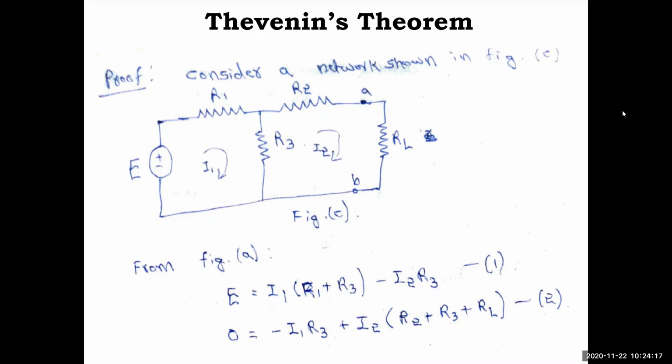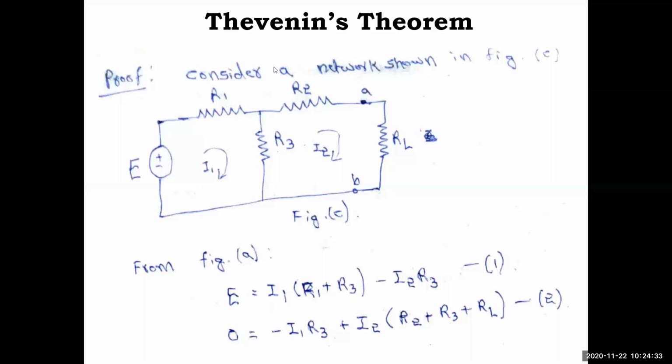Then we'll take the Thevenin's equivalent circuit, what is desired. Its KVL we'll use, okay, apply the KVL and we'll write the equation. Then we'll compare the equation of this and that. So that is the proof for Thevenin's theorem. Okay, clear? So just follow me, so you'll understand.